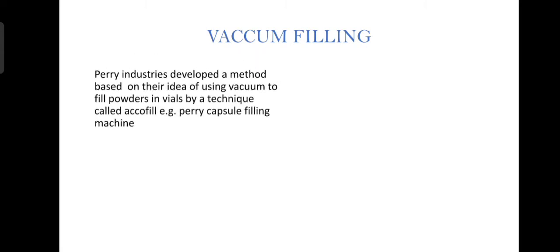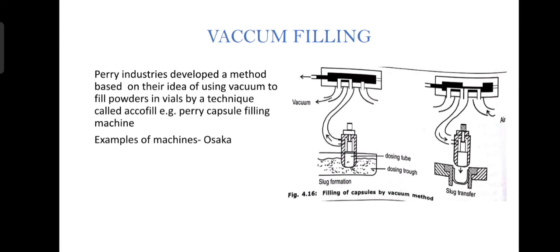The next method is the vacuum filling method. Perry Industries developed the method based on their idea of using vacuum to fill powder in vials by a technique called auger-fill. Example: Perry capsule filling machine. The machine that works on this principle is known as Osaka. This is the schematic representation of filling of capsules by the vacuum method.